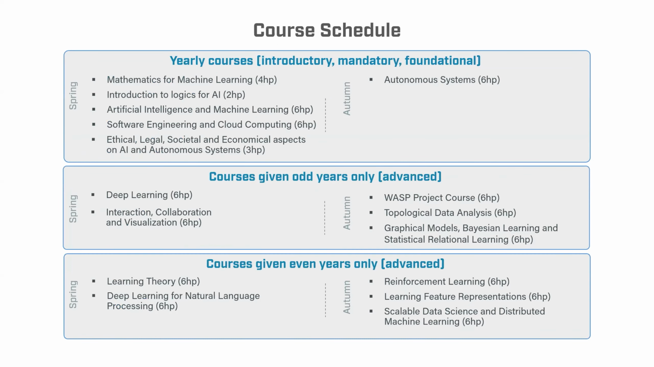So the course schedule briefly looks like this. There are some yearly courses, which are the introductory courses, the mandatory course, and the foundational courses. And then the advanced courses are given either odd years or even years. So it's important to plan the studies such that you can take the courses at a good place in time, of course, in particular those courses that are not given yearly.